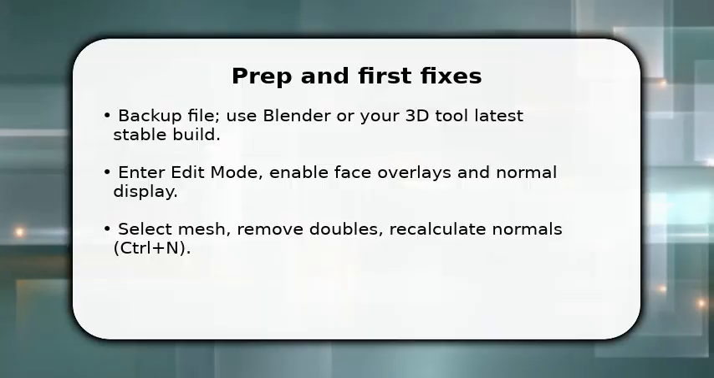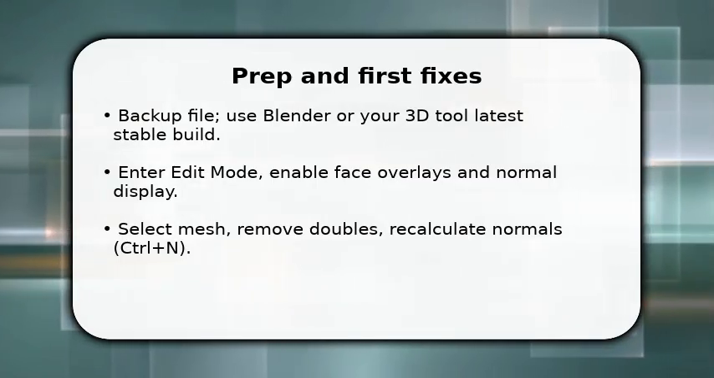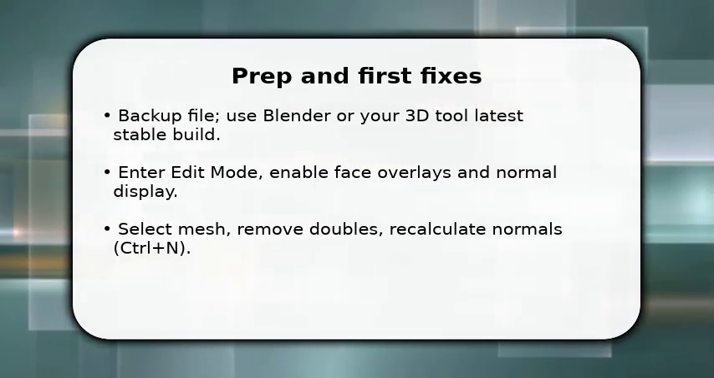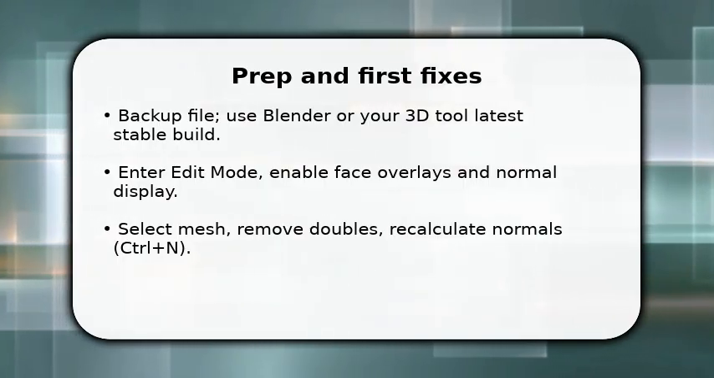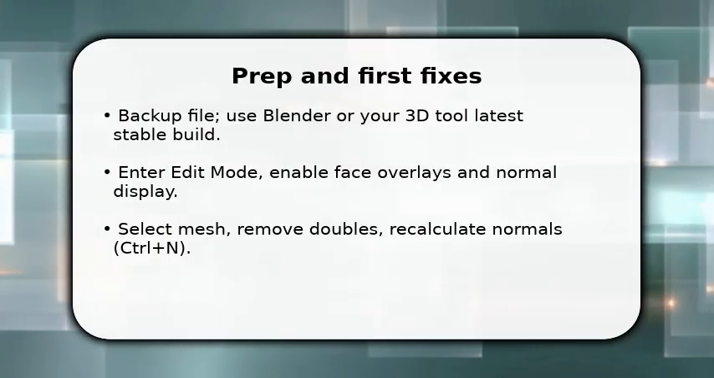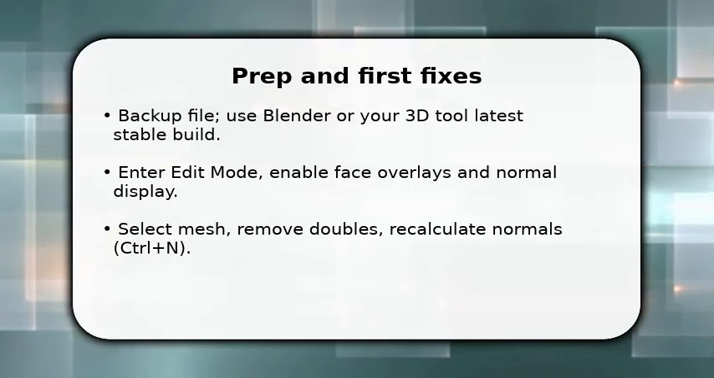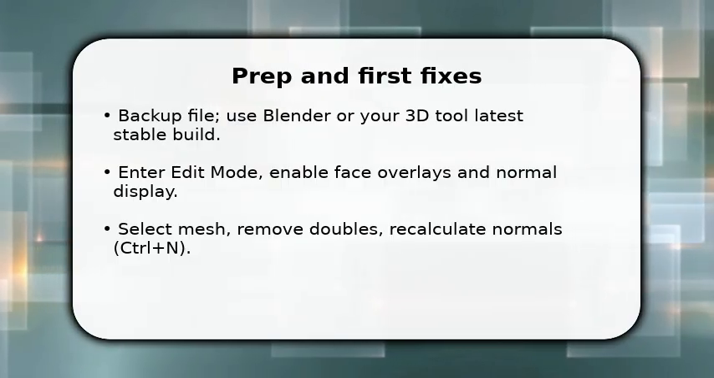Enjoy the video. You start by backing up your model and opening it in Blender or your chosen editor. Once opened, switch to Edit mode and turn on Face Overlays and Normal Display so you can see orientation. Next, select the whole mesh and remove duplicate vertices, then recalculate normals to point outward. This fixes most white face issues caused by inverted normals.